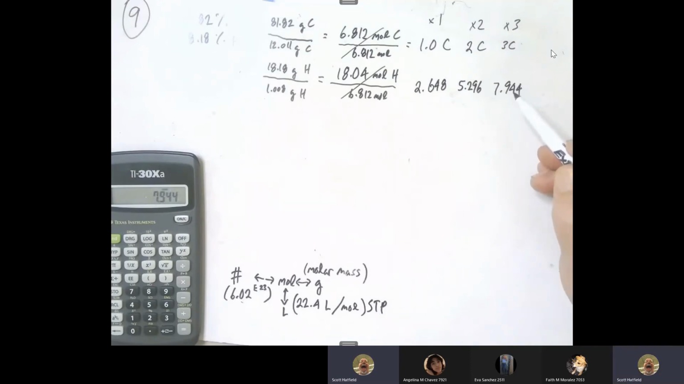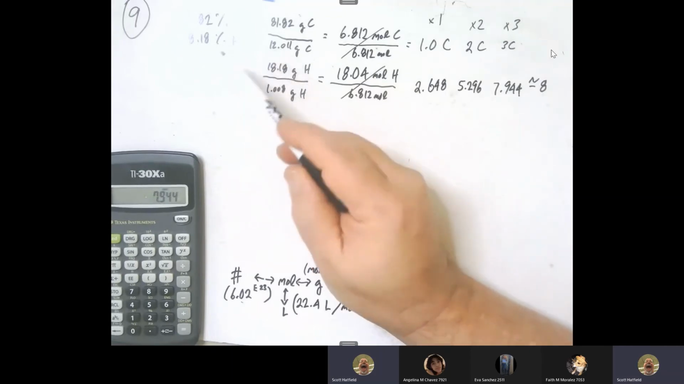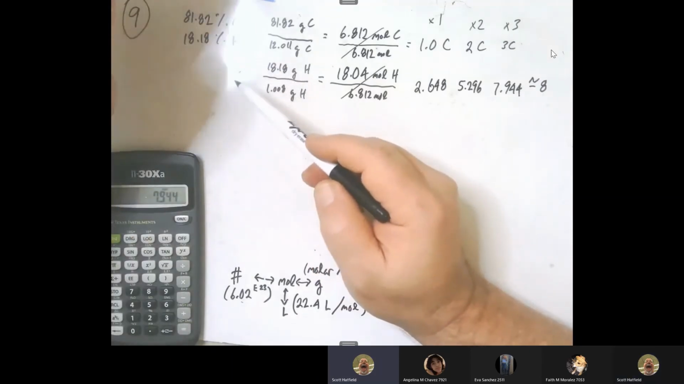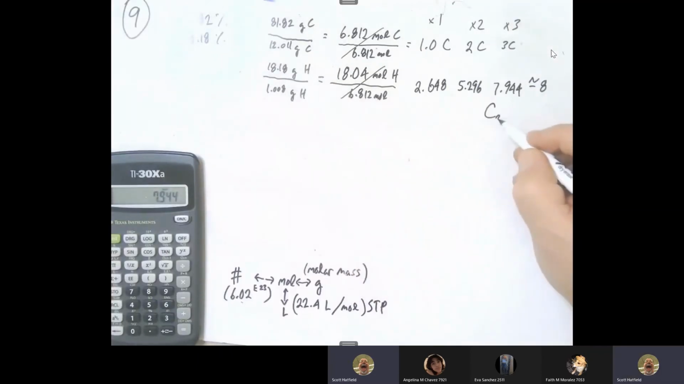And that is within 5% of 8. It's very close. So we're going to say that this is approximately 8. And so our guess for this compound that is made of carbon and hydrogen, our guess is that the formula should be C3H8. 3 carbons and almost precisely 8 hydrogens.